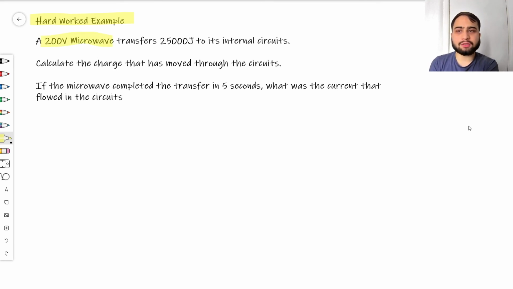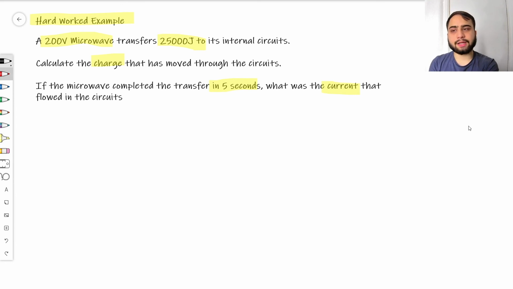A 200 volt microwave transfers 25,000 joules to its internal circuits. Calculate the charge that moves through the circuits. If the microwave completed the transfer in 5 seconds, what was the current that flowed through the circuits? There are two things that we want to work out, charge and current. Let's try the first one.